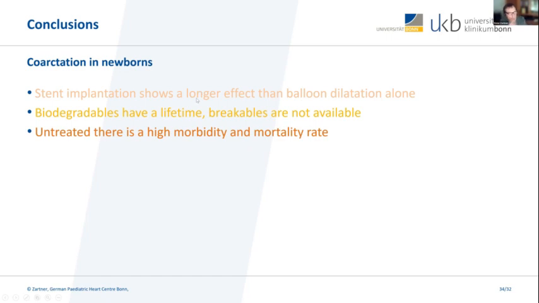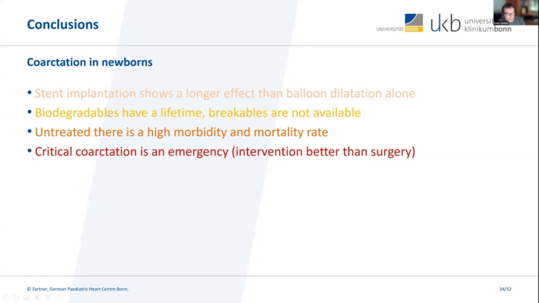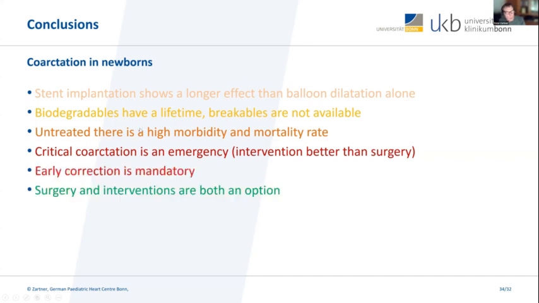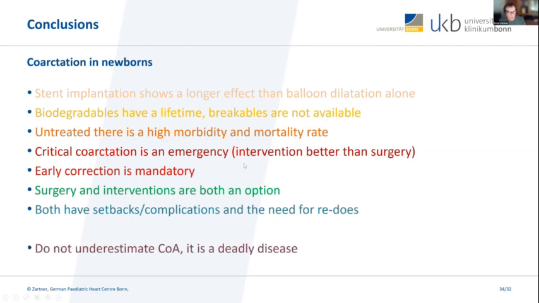Untreated, there is a high morbidity and mortality rate in those patients. Critical coarctation is an emergency. Intervention in this setting is better than surgery. Early correction is mandatory. Surgery and interventions, depending on the center's setting, are both an option. Both have setbacks and complications and the need for redos, and do not underestimate coarctation. It's a deadly disease in the end.